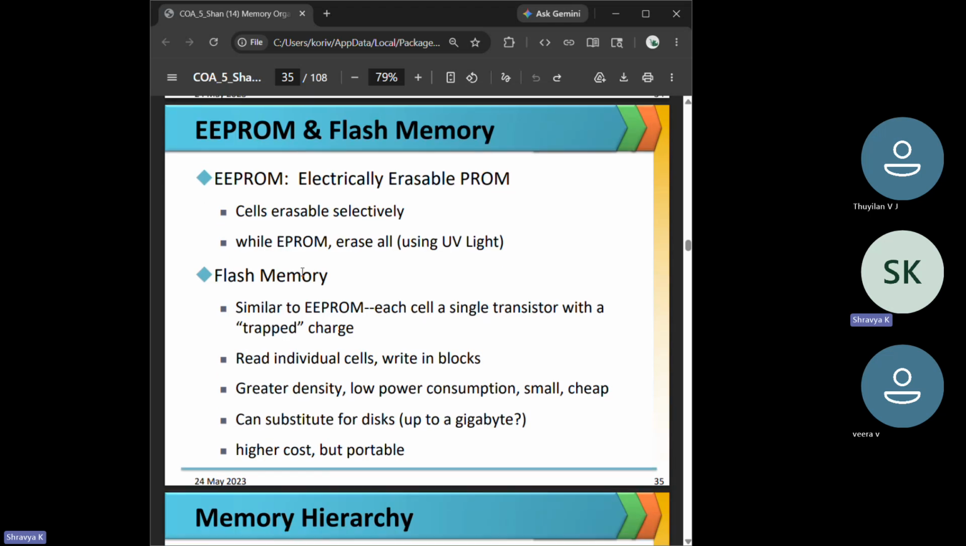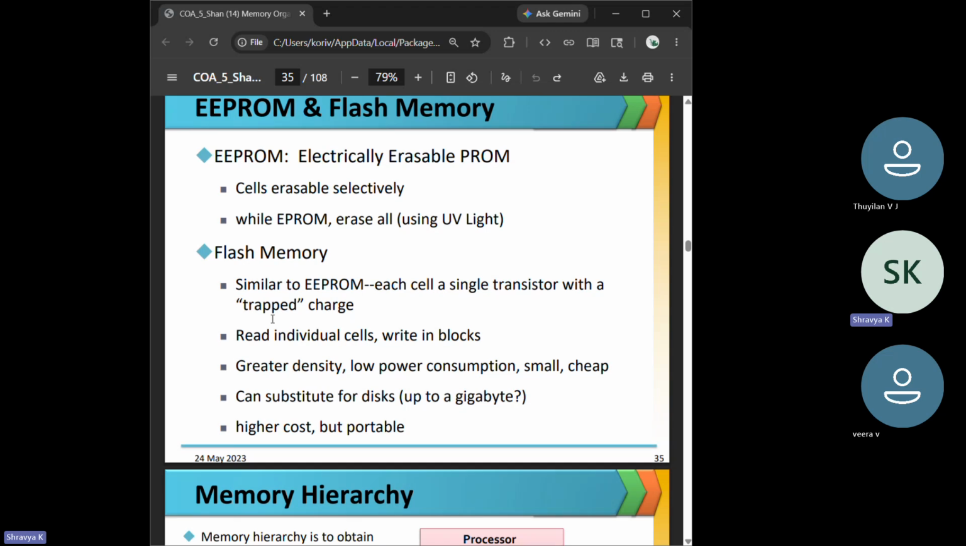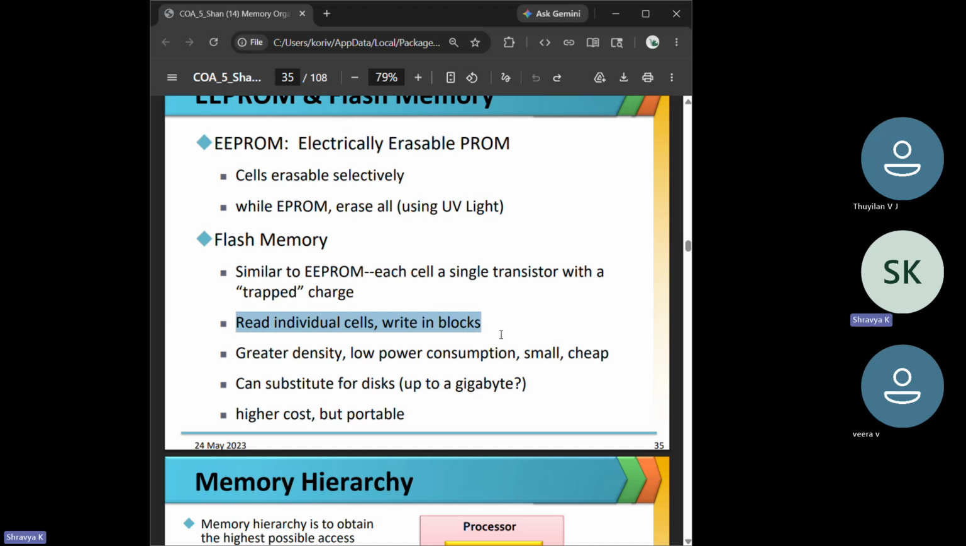So then you have flash memory, which is similar to EEPROM, where each cell, a single transistor, has a trapped charge, right? That trapped charge is why it's like a permanent thing. It doesn't go off on its own, but it can be removed. The read can be done individually, but the write is done in blocks, right? This is an important distinction for flash memory: the read can be done selectively, whereas the write will be done in blocks, right?